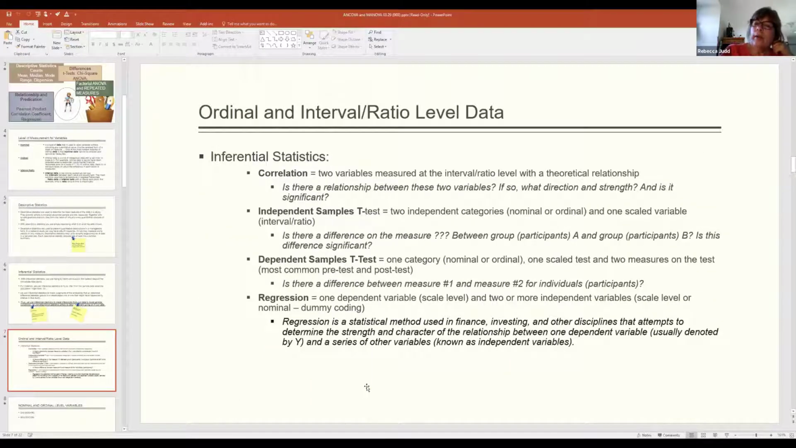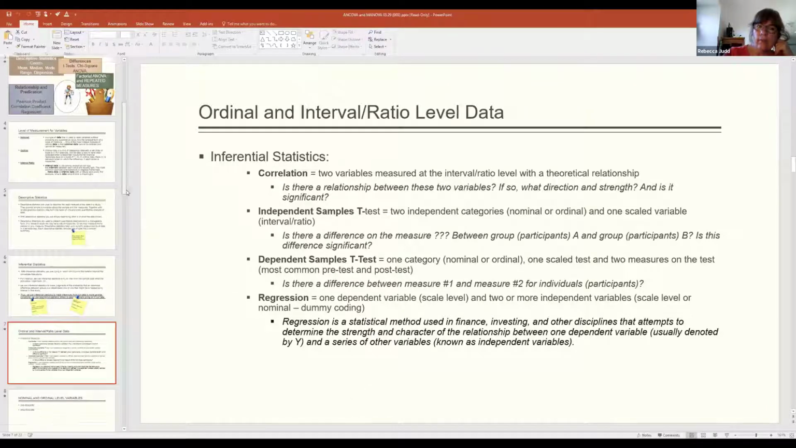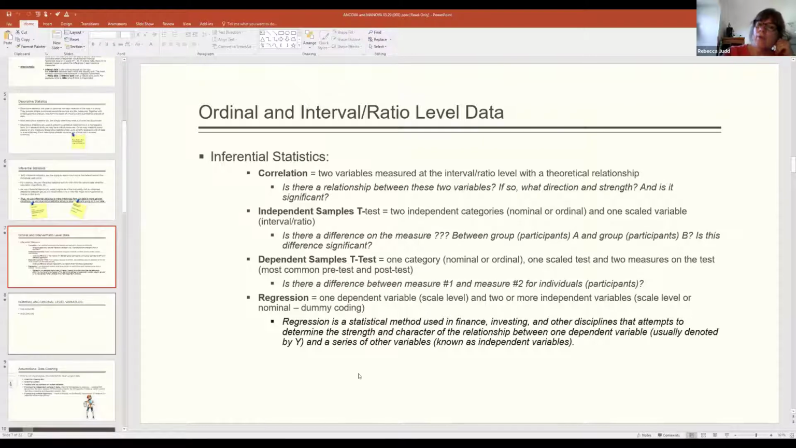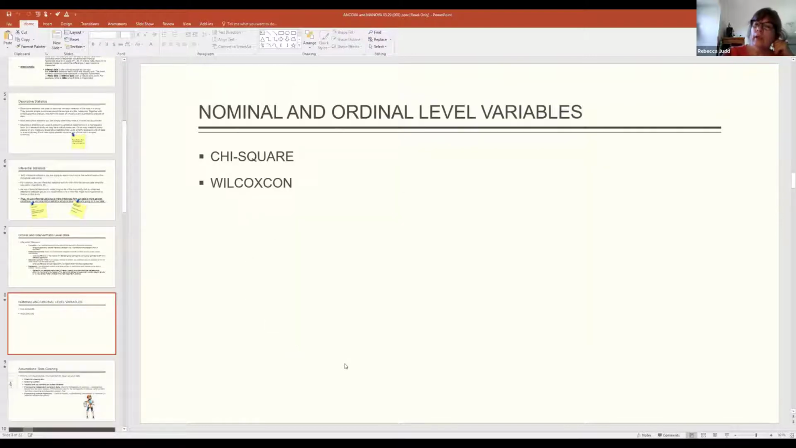When we have ordinal, interval, ratio level data, we can look at some correlation, independent samples t-test, dependent samples t-test, our regression. And I've just kind of broken these down for you again, so you'll have a refresher. We have nominal, ordinal level variables. We have some chi-square, Wilcoxon. Nominal and ordinal level variables, when we fall into that, you'll notice ordinal level variables can be on both. So it depends on how you're using them.